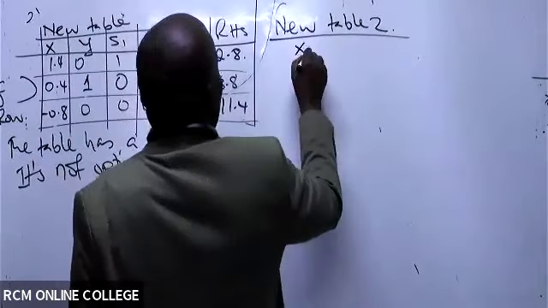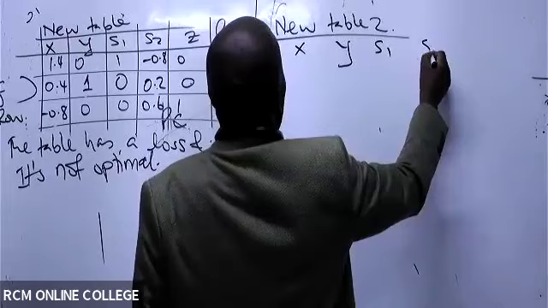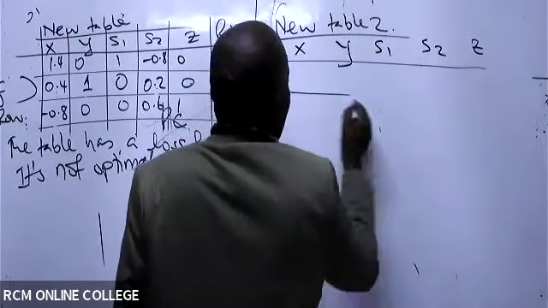So in this case here, remember the column titles: X, Y, we have S1, we have S2, we have Z. Remember the rows are 3.